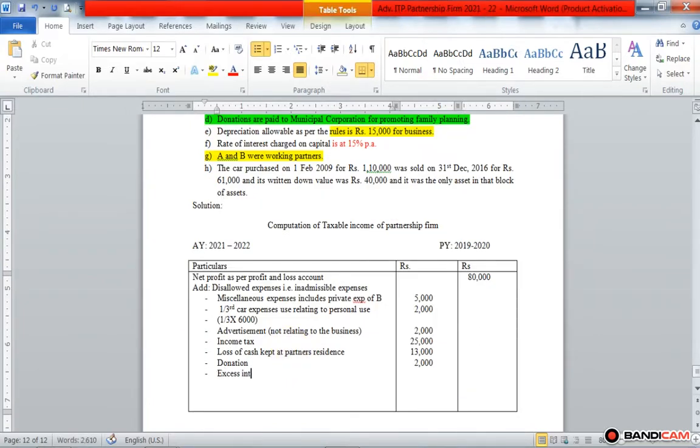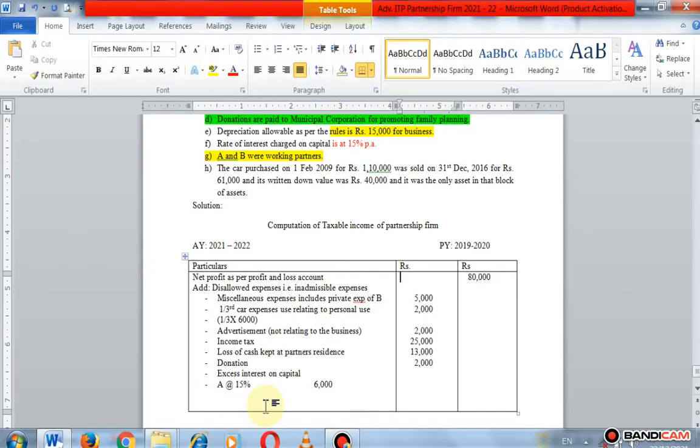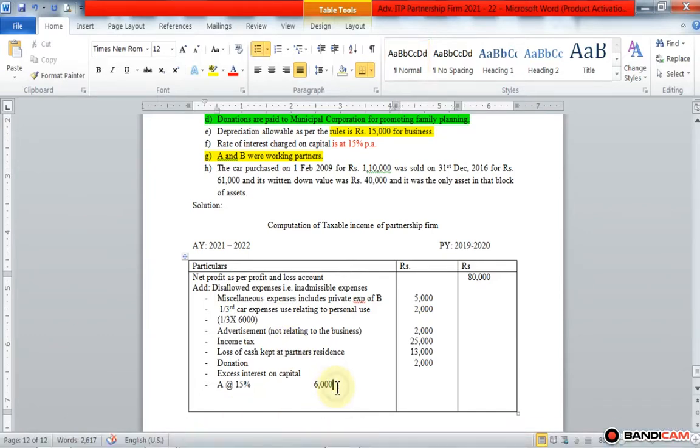Excess interest on capital. So here first, partner A at the rate of 15%, amounting to rupees 6000. Then here we get the deduction, not deduction, exemption. There is a difference between exemption and deduction.